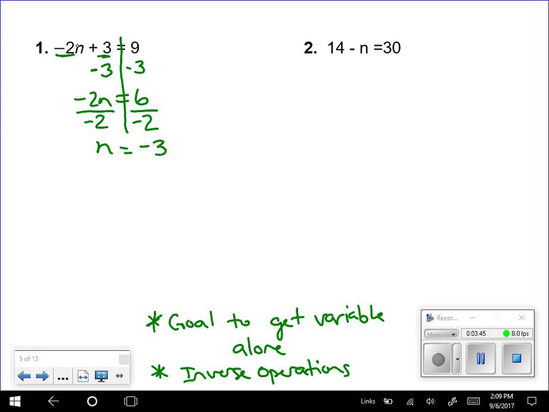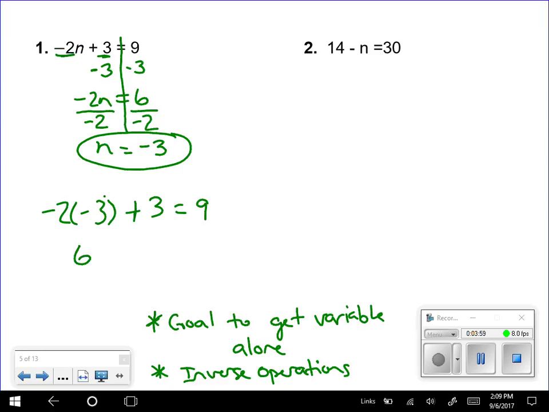Now I can plug this back in to check it, but this is what I think my answer is. So negative 2 times negative 3 plus 3 should equal 9. Negative 2 times negative 3, so they agree, so they're going to be positive. 6 plus 3 is 9, so I know that this is right.